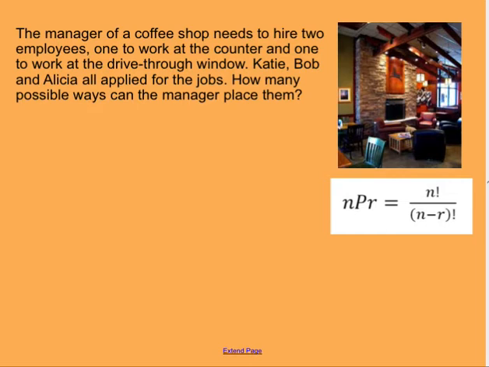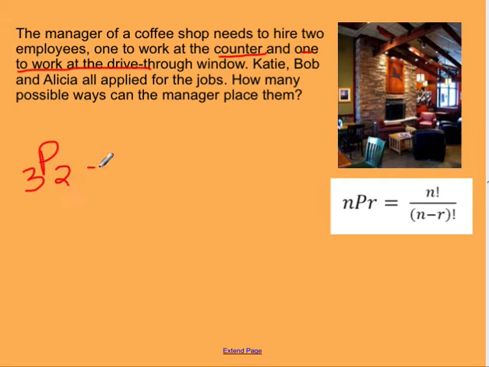The manager of a copy shop needs to hire 2 employees, one to work at the counter and one to work at the drive-thru. To me, that says we need 2 positions. Katie, Bob, and Alicia all applied for the job. So we have 3 applicants, but we're only picking 2 positions.